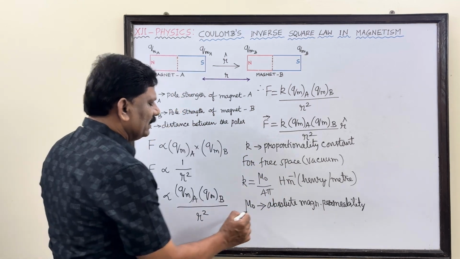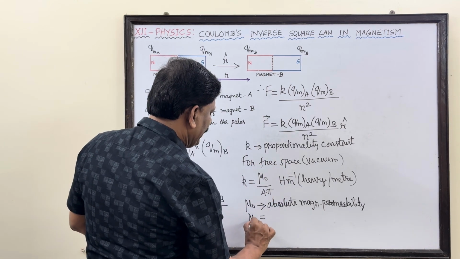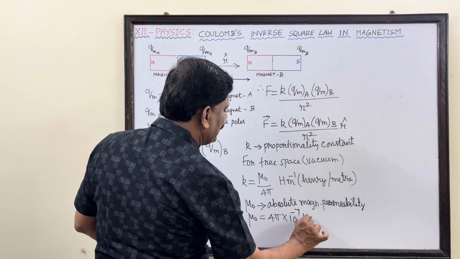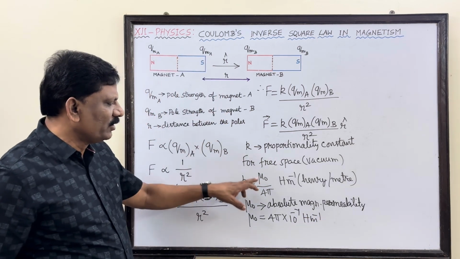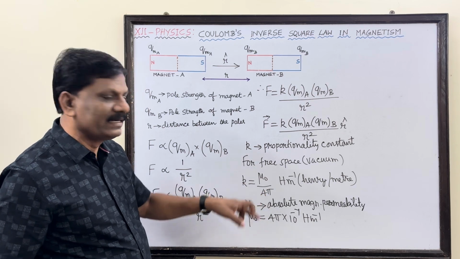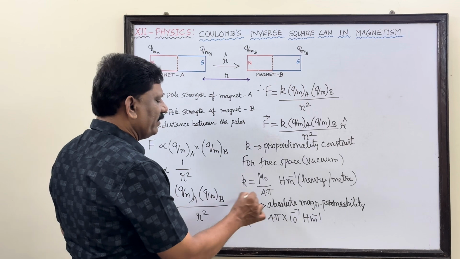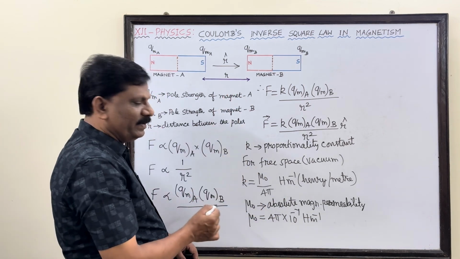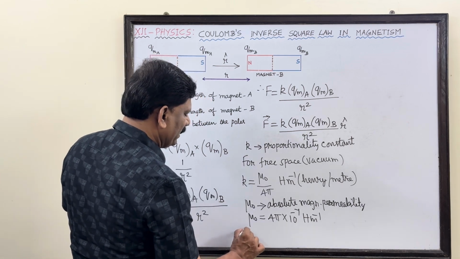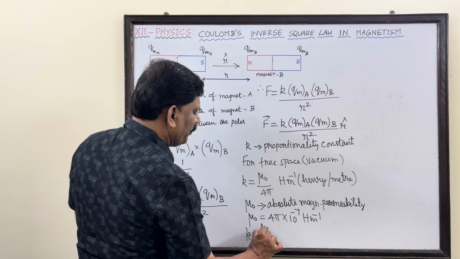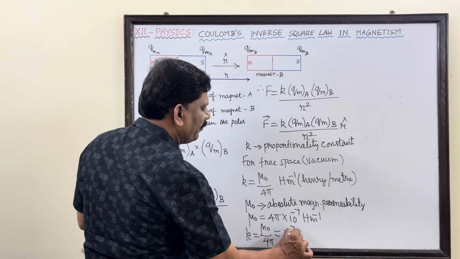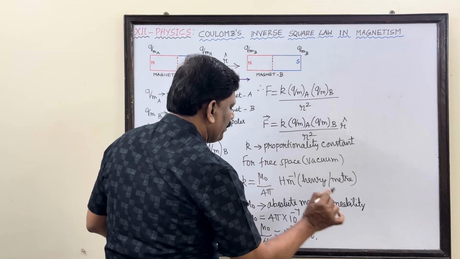Okay, and the value of mu naught is equal to 4 pi into 10 to the power of minus 7 Henry per meter. So if you substitute the value of mu naught here, K is equal to mu naught by 4 pi. So this 4 pi and 4 pi get cancelled, is it not? So the value of K for free space will be 10 to the power of minus 7 Henry per meter.